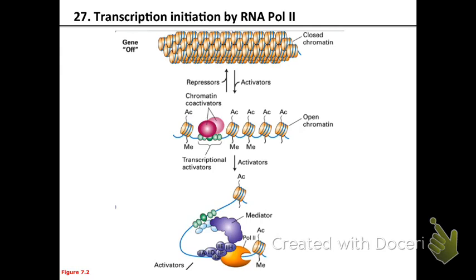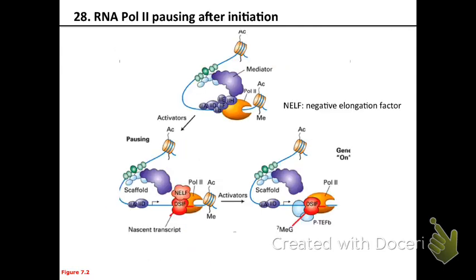But something curious happens in eukaryotes. For some of the genes, almost half of them, after starting transcription initiation, polymerase pauses, just stops. Okay? So what happens is that you have this initiation complex. There's a protein complex called NELF. It's a negative elongation factor because it negatively regulates elongation. It doesn't let the elongation happen.